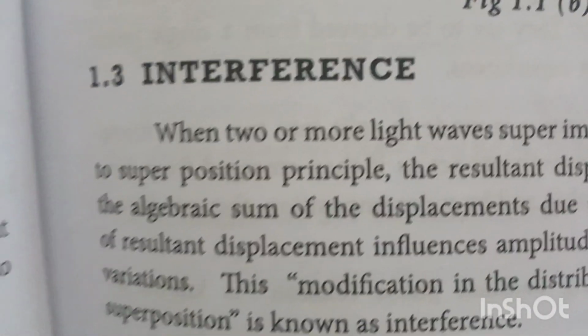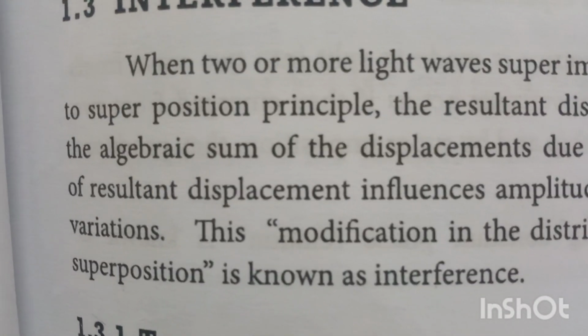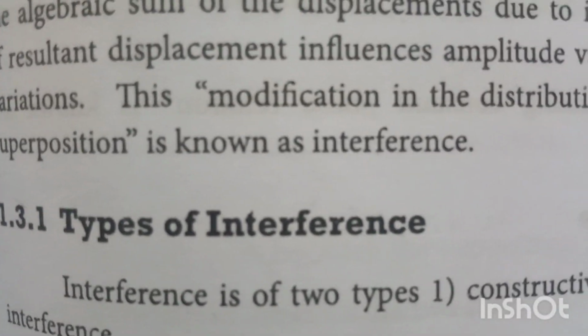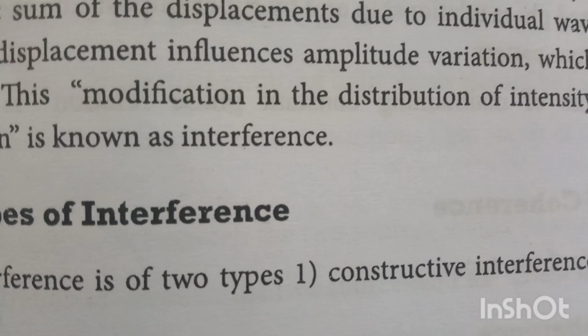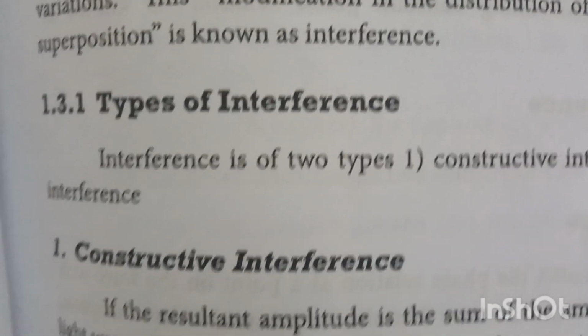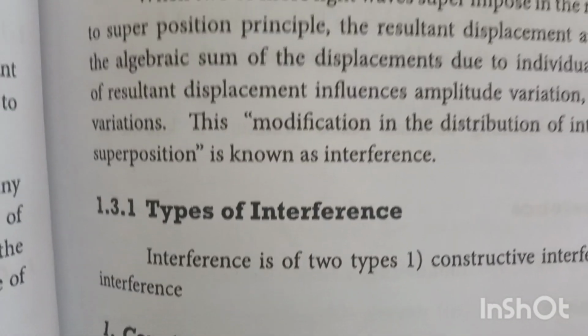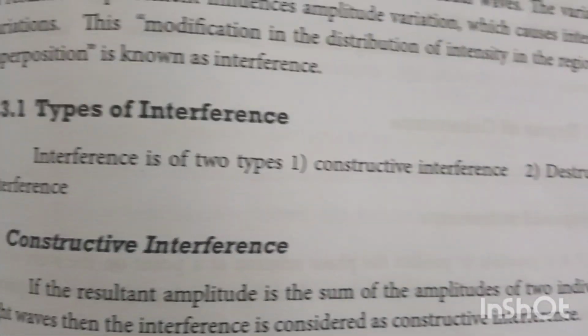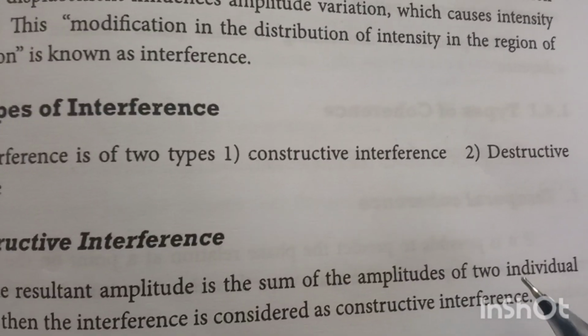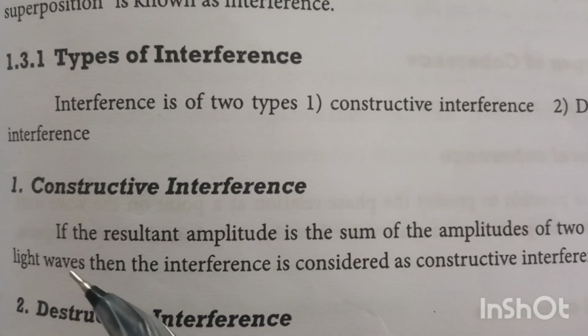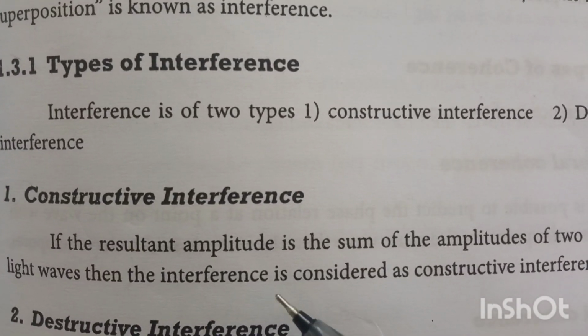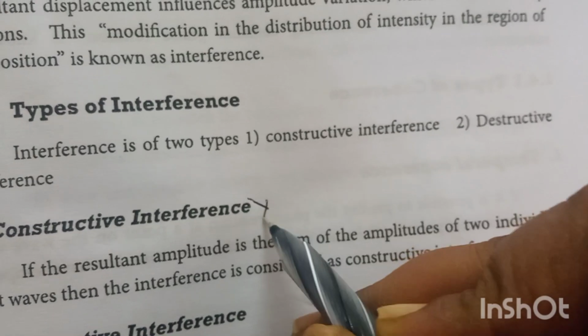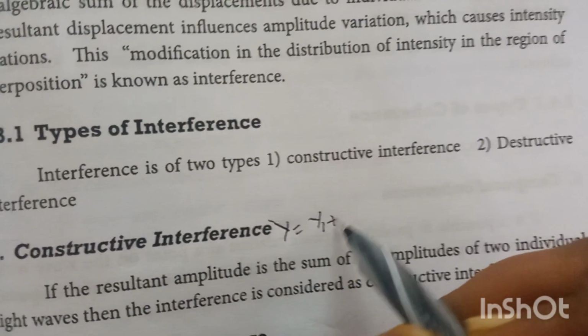So this interference can be classified into two types. One is constructive interference, another one is destructive interference. When the resultant amplitude is a sum of the amplitudes of the two individual waves, then the interference can be taken as constructive interference. So for constructive interference, y is equal to y1 plus y2.